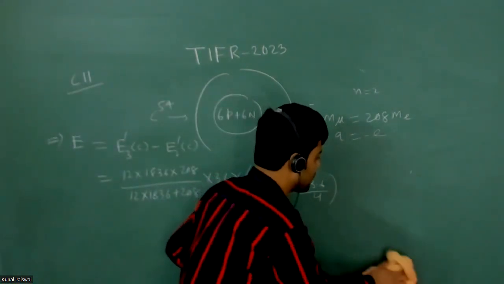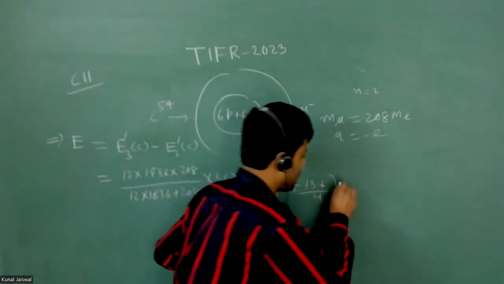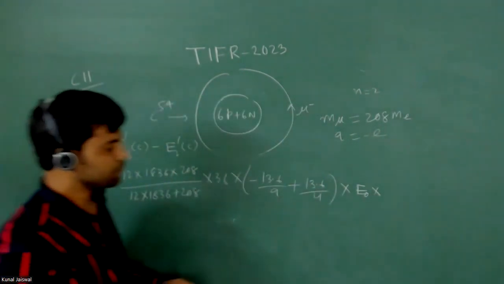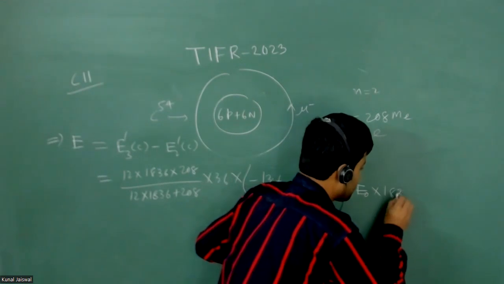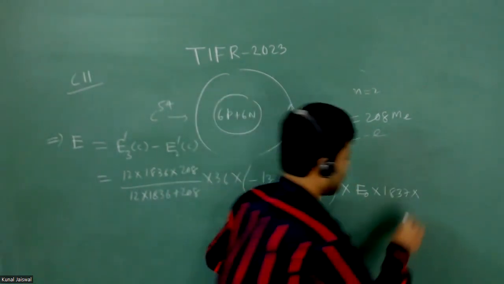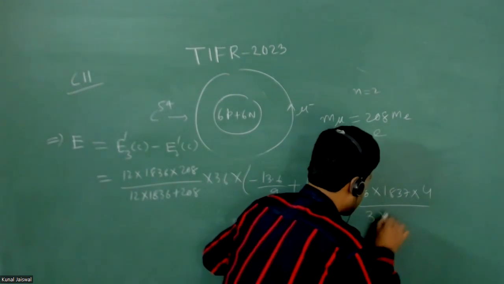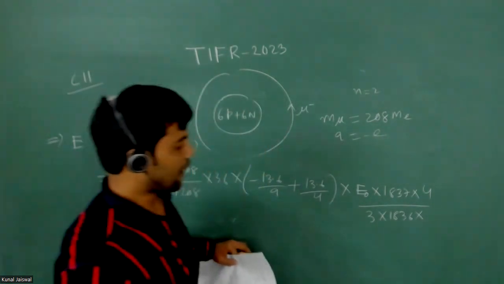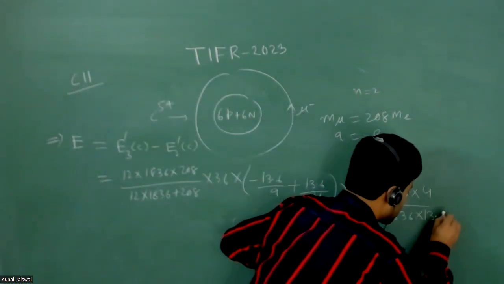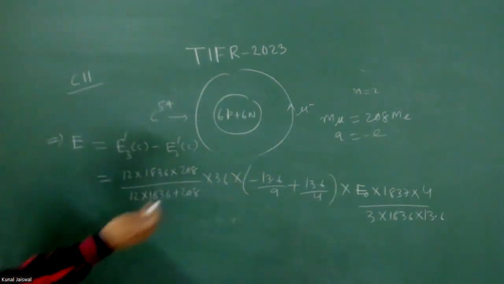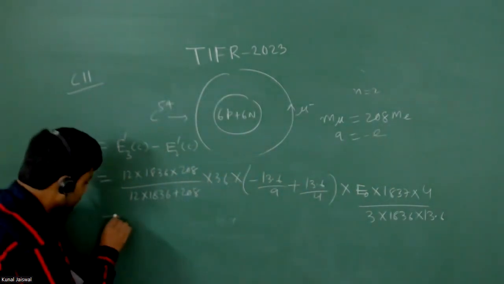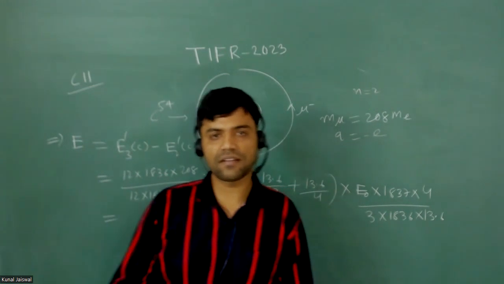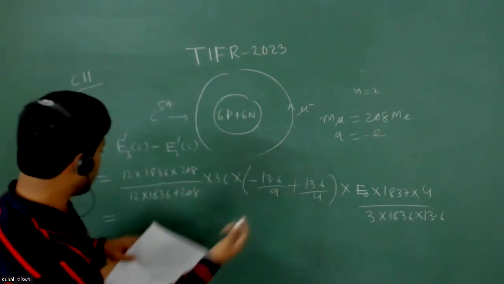Now I'll substitute the electron volt expression here. If you substitute it, you'll have E naught times 1837 times 4 divided by 3 times 1836, and then of course 13.6. So these are the expressions. Now if you calculate this value, it is the energy carried out by the photon when there is a transition from the second to the first excited state of muonic carbon. This will be the energy of the photon.